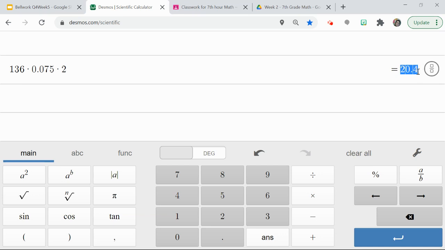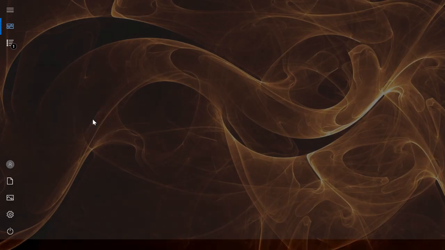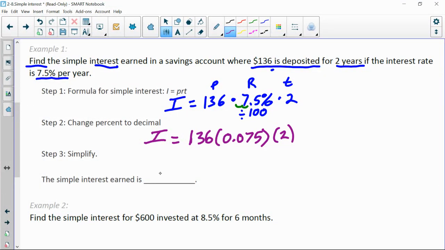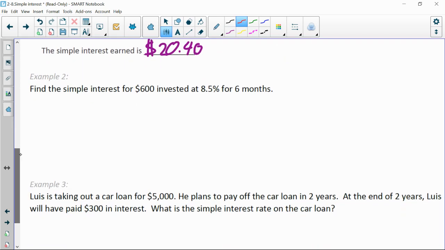$20.40. Now, when we write our answer, we have to add a 0 after that. So how much interest is earned? It's money, $20.40. That's the end of problem 1.